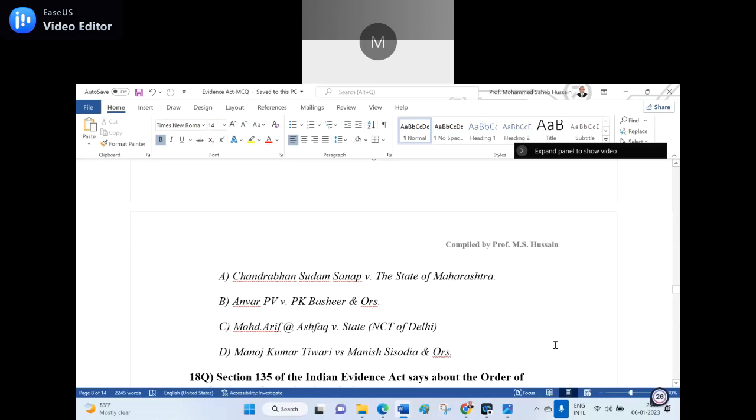Here I have given the options. A. Chandrabhan Sudam Sanap versus State of Maharashtra. B. Anwar P.V. versus P.K. Basheer and others. C. Mohammad Arif alias Ashfaq versus State of NCT of Delhi. And D. Manoj Kumar Tiwari versus Manish Sisodia and others. Option B. If I show the option, definitely you can shoot out. I know it, because that is a very famous case law.